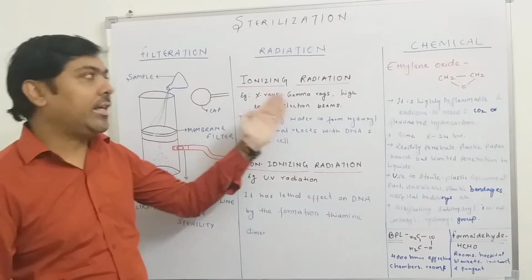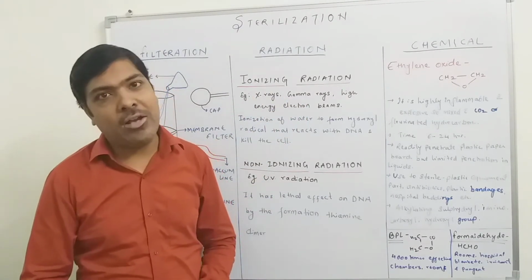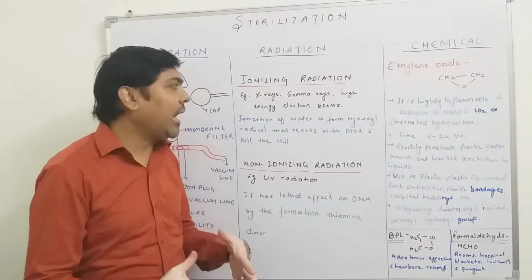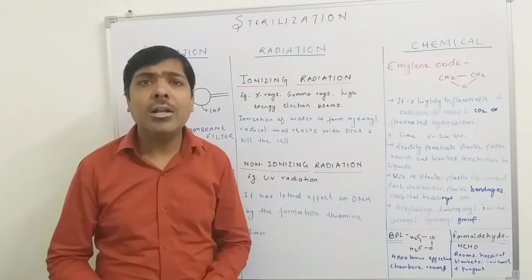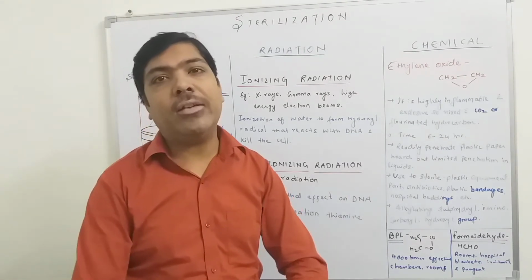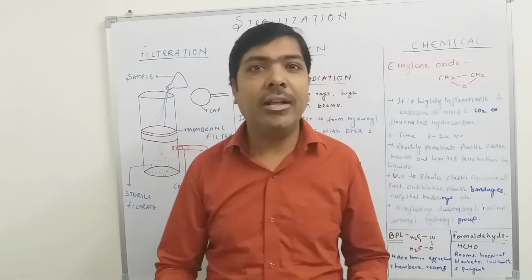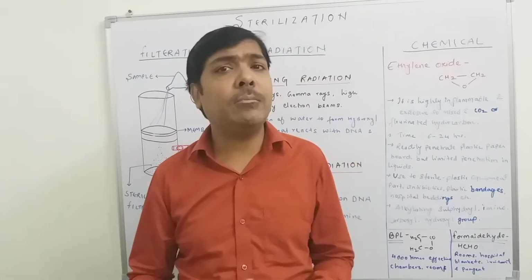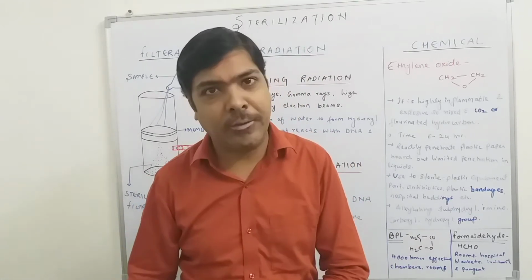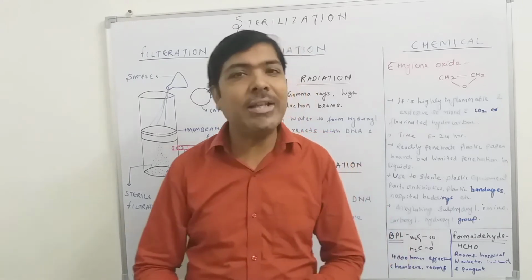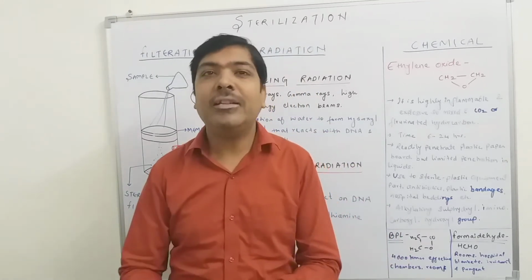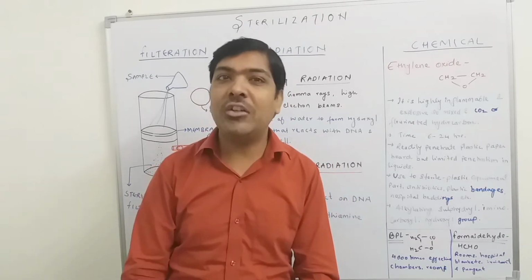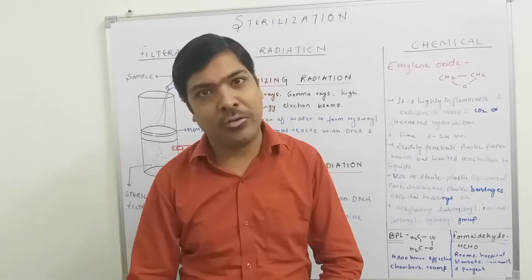Number one is ionizing radiation and number two is non-ionizing radiation. Ionizing radiation generally includes X-rays, gamma rays, high-energy electron beams, etc. The basic mechanism by which ionizing radiation works is this: a bacterium consists of cytoplasm, and cytoplasm consists mainly of water. Once the bacteria are exposed to ionizing radiation, the water is ionized, generating hydrogen ions and also hydroxyl molecules.